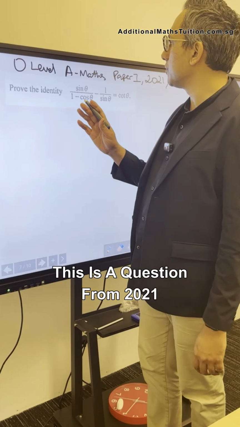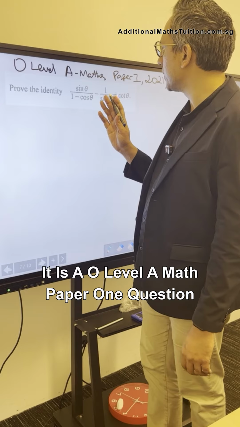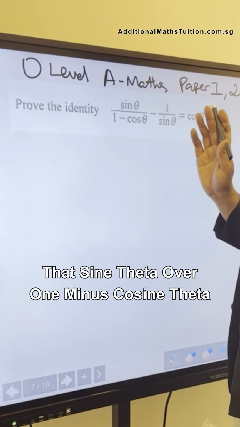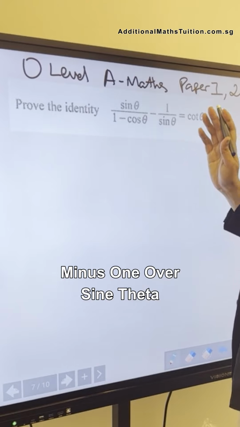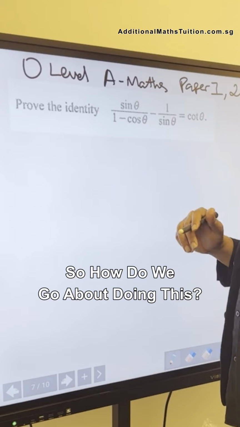So this is a question from 2021. It's our O-level A-Maths paper 1 question, question 10. We are asked to prove the identity that sine theta over 1 minus cosine theta minus 1 over sine theta equals cotangent theta. Okay, so how do we go about doing this?